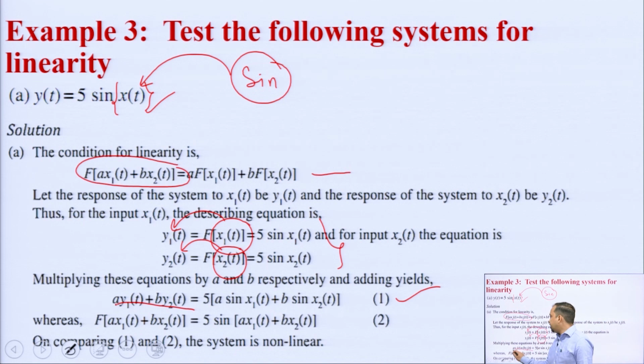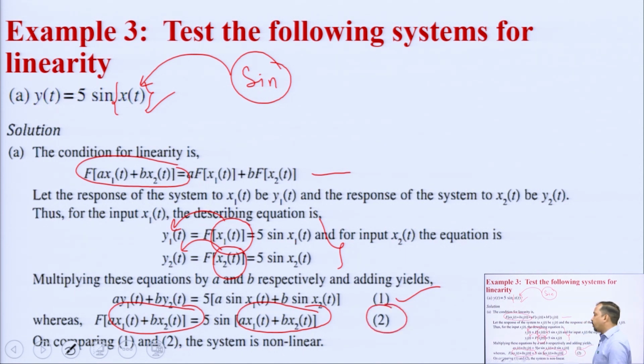Now after that we are applying the function directly to the signal. So what we are getting here is 5 times sine of a1 x1 plus a2 x2. Now we have to apply sine of a plus b or sine of c plus d. If we open this, we are getting equation number 2, and we can clearly see that equation number 1 and equation number 2 definitely they are different, and that is why the system is said to be non-linear.